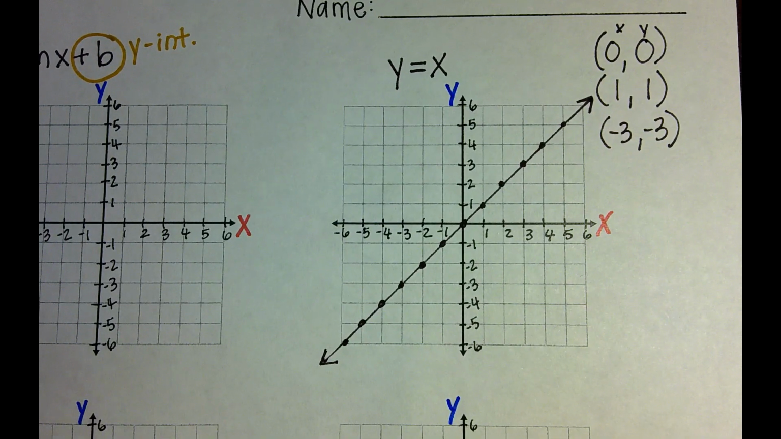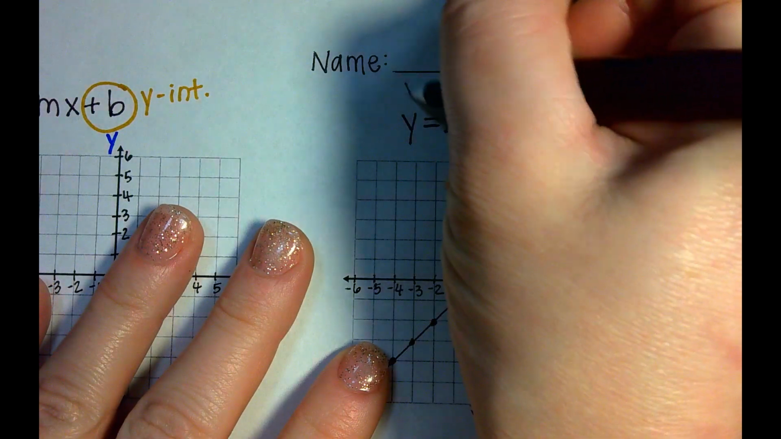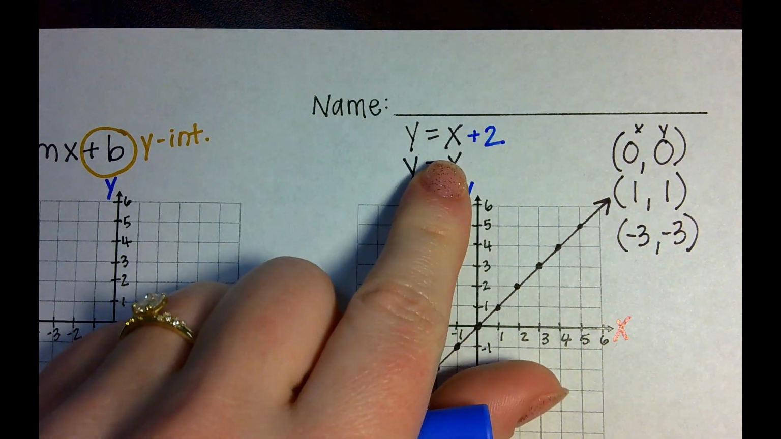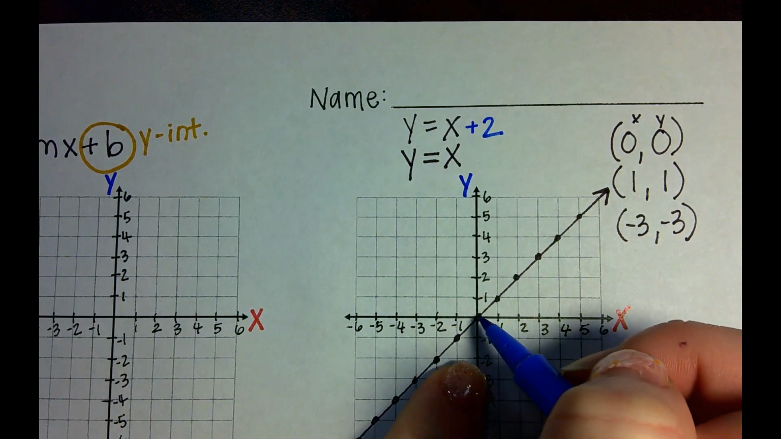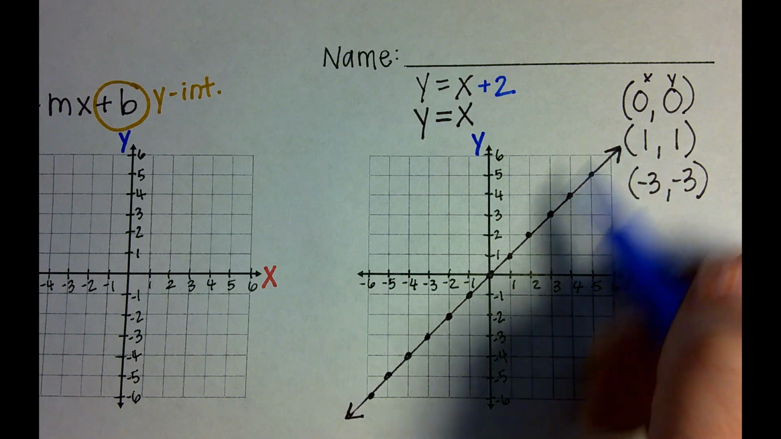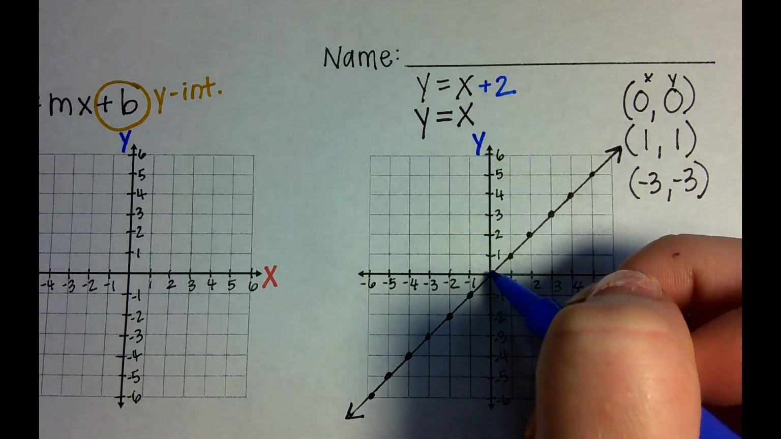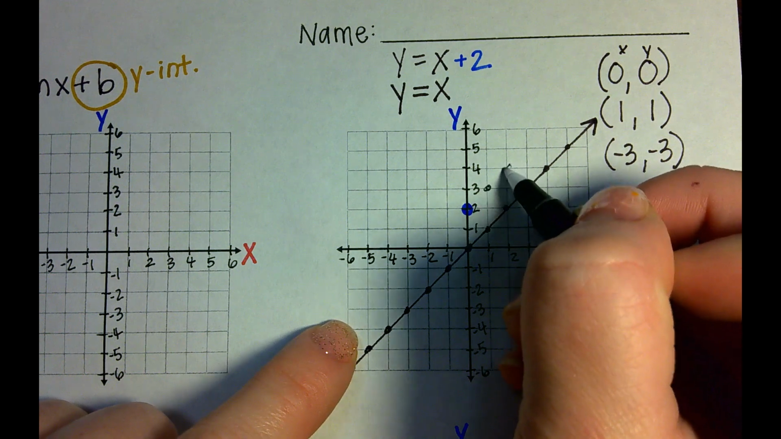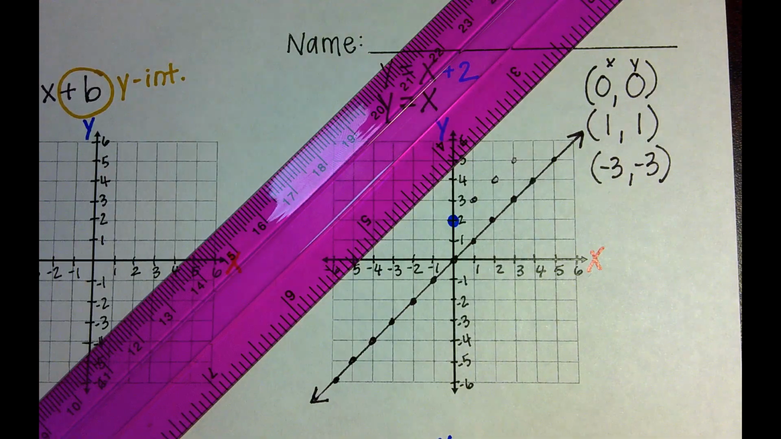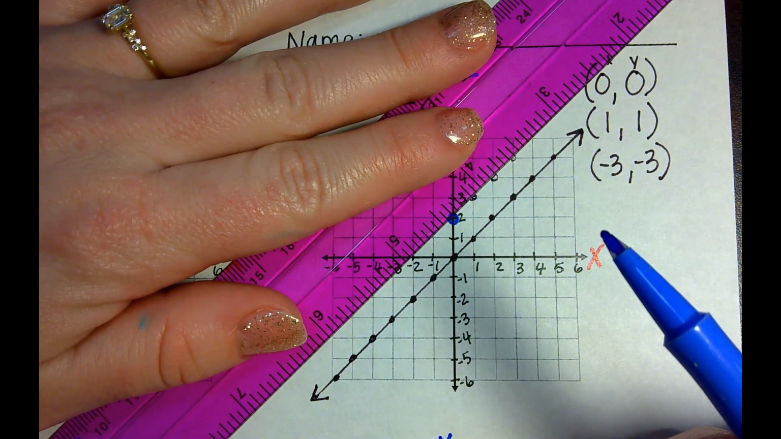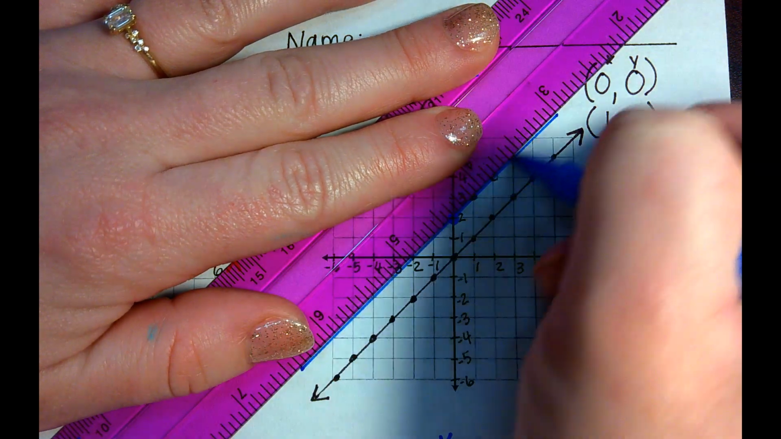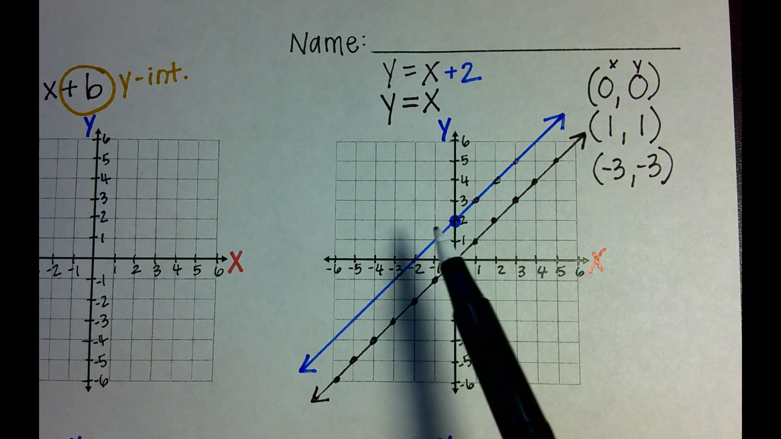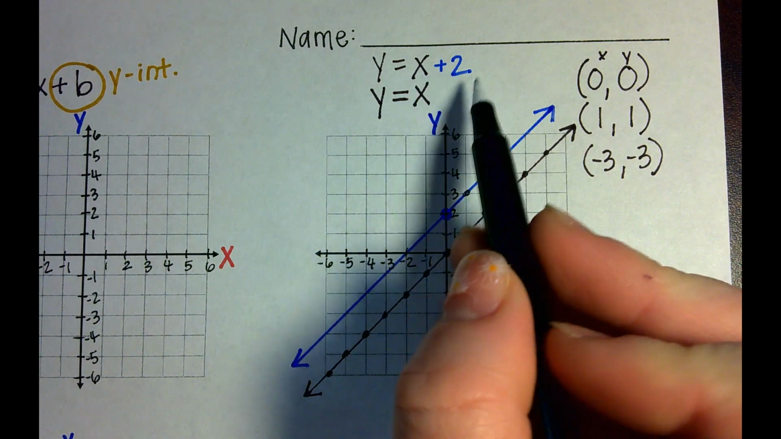When I start adding numbers to the end, such as, let's say I do y equals x plus 2. If this were my y-intercept, then all that's happening is I'm taking this line that is my quote-unquote parent function and I'm moving it up 2 because this is my y-intercept. I start at 2. My slope is 1, so it's up 1 over 1, up 1 over 1, up 1 over 1. We're going to get a line that looks like this.